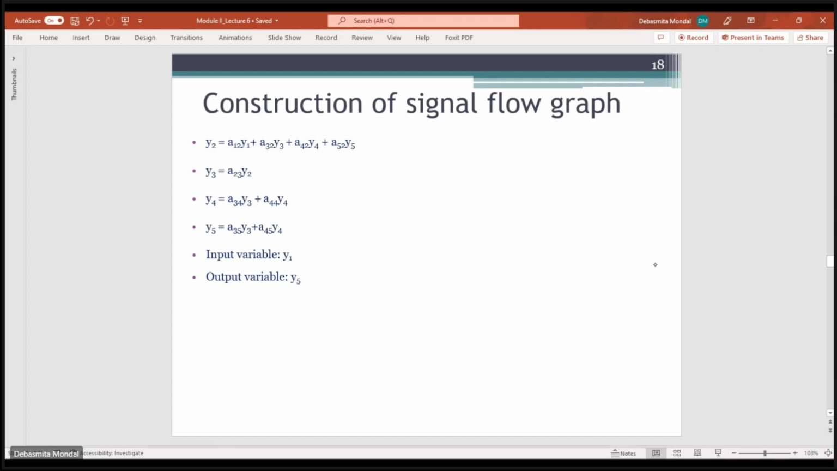So how many nodes are there in these 4 sets of equations? Ma'am, 5 nodes. 5 nodes. So let me represent 1, 2, 3, 4, 5. So the nodes being y1, y2, y3, y4, y5. Okay, fine. So then what will be corresponding to the first equation?